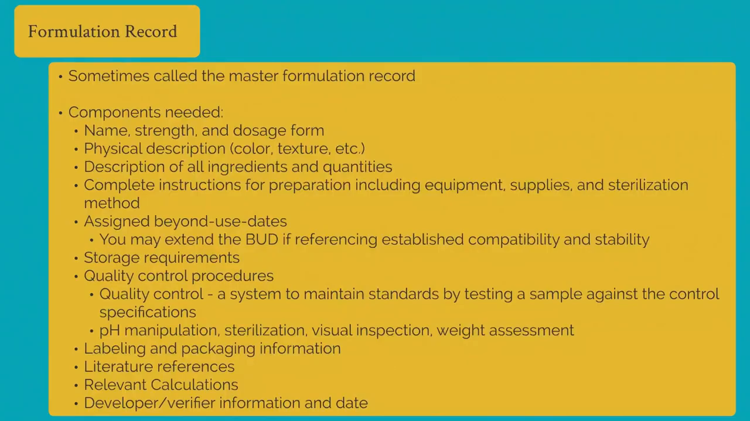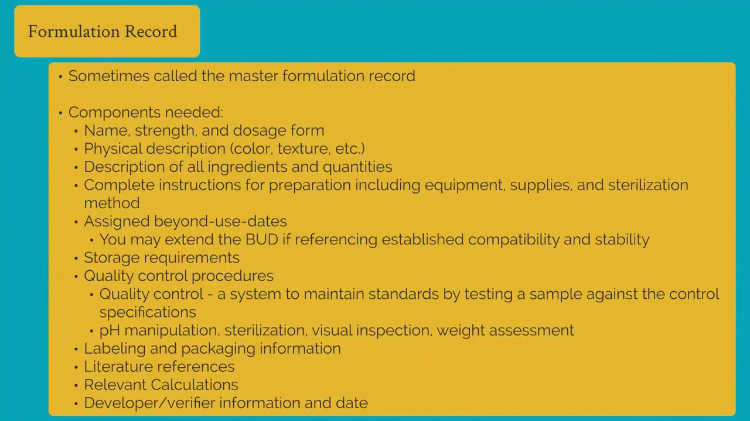First, we'll discuss the formulation record. Sometimes this is called the master formulation record. The components that are needed in a formulation record include the name, strength, and dosage form of the medication, the physical description, so what the color and the texture look like, description of all of the ingredients and quantities, the complete instructions for preparation, including the equipment, supplies, and sterilization method, the assigned beyond use dates, or BUD, so you may extend the BUD if referencing an established compatibility and stability, storage requirements for the compound, and the quality control procedure.